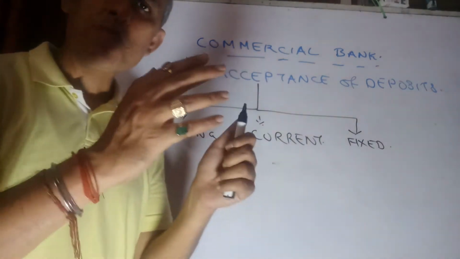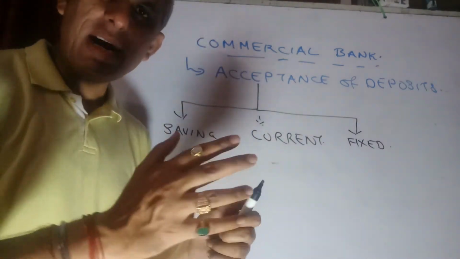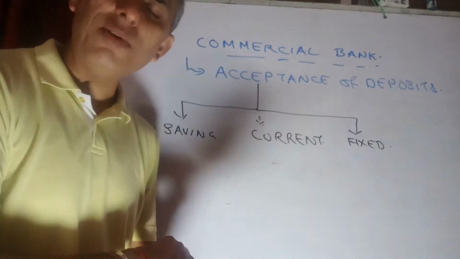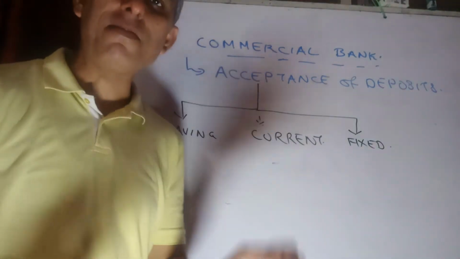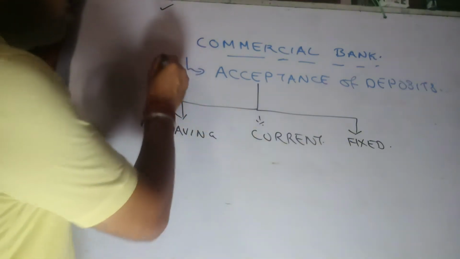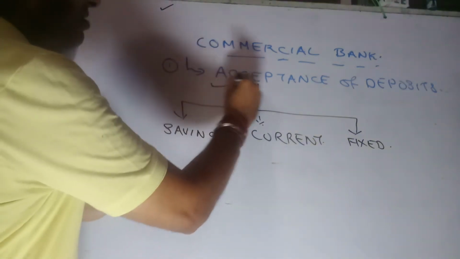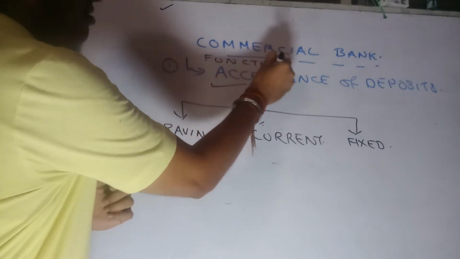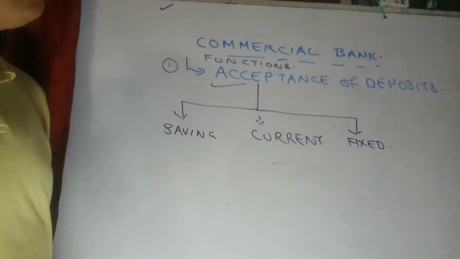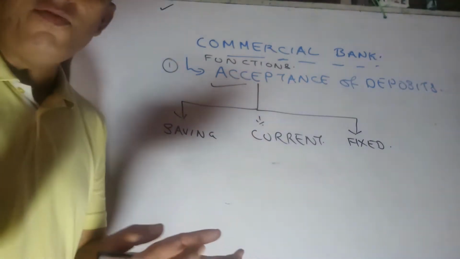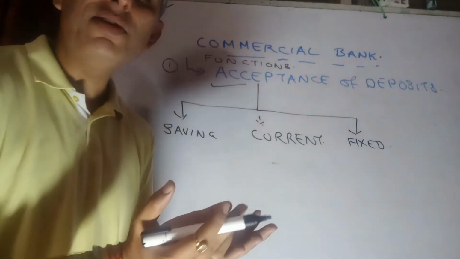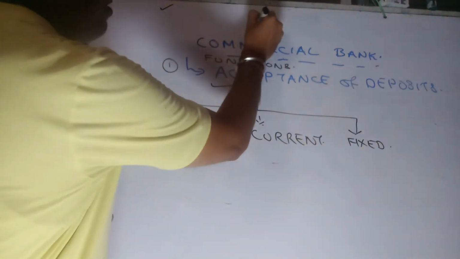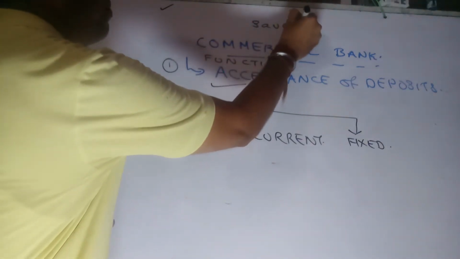But before that, we try to understand what are the major activities which commercial banks perform, and only then we can come up to that part. Now, one of the major functions which commercial banks perform is acceptance of deposits. So I put it as a heading: what is the major function of a commercial bank. The first function is to take the money from the people who have it. Who are the people who have? These are the people who have surplus money.